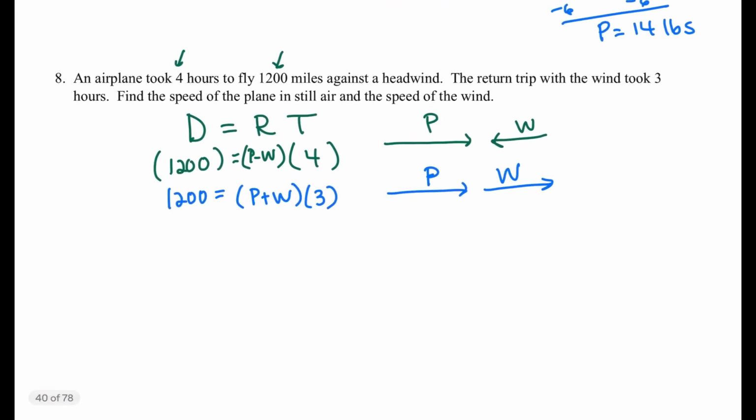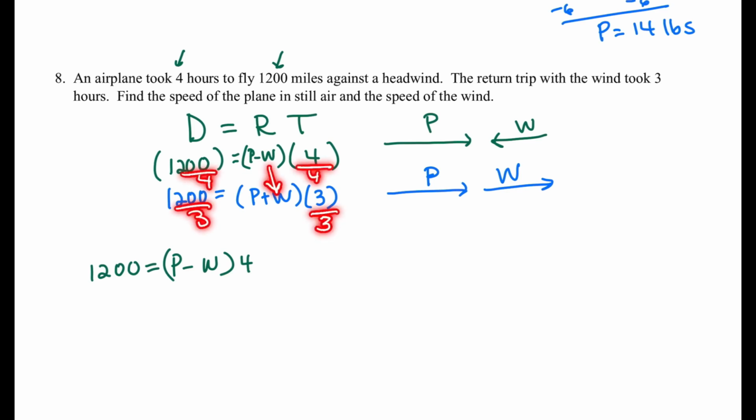Now, if I take that first equation, 1,200 equals P minus W times 4, I could take that 4 and times it through. However, on the second one, I'm going to get a 3 and times it through, and then we're going to have to times by bigger numbers. An easier way, since P minus W and P plus W are set up really nice for elimination, is to divide this 4 out and divide this 3 out, and then we can just add these together and the W's will eliminate.